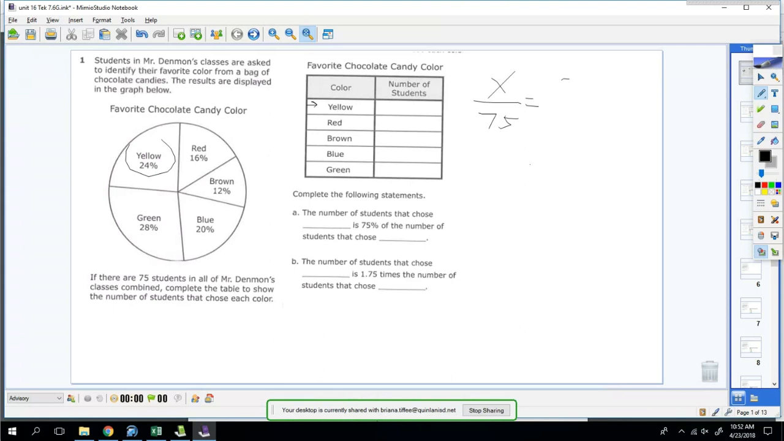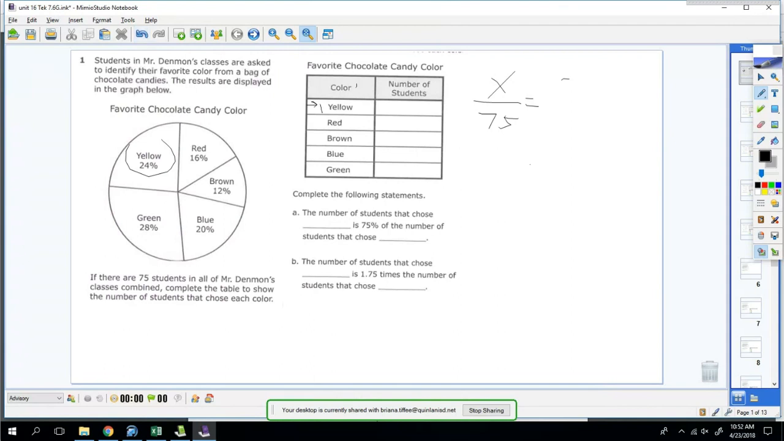Finding numbers from percents. So in the first one, it says students in Miss D's class are asked to identify their favorite color from a bag of chocolate candies. The results are displayed in the graph below. If there are 75 students in all of Ms. D's class combined, complete the table to show the number of students that chose each color.